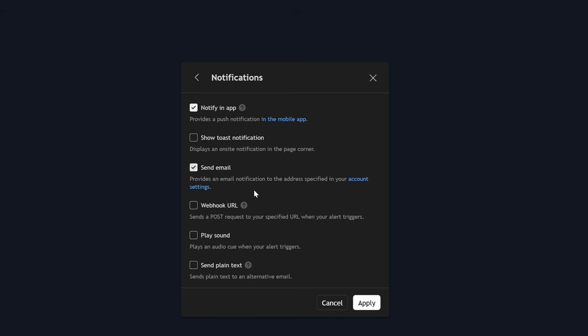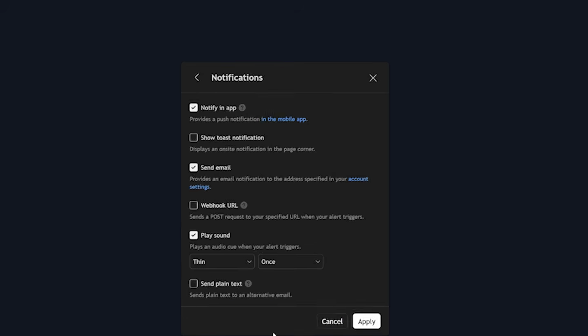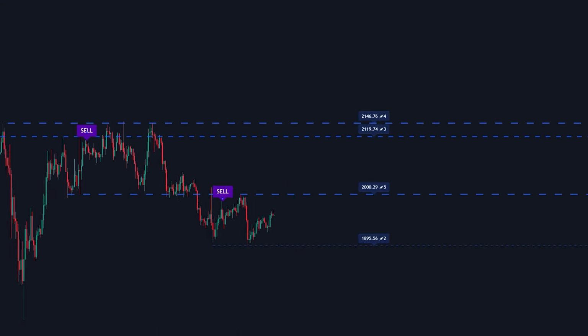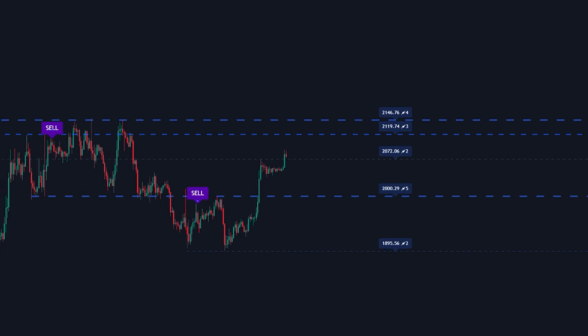Connect it to your email or the TradingView mobile app, and the system runs in the background while you live your life. Alright, enough theory. Let me show you exactly how all of this comes together in a real trade.